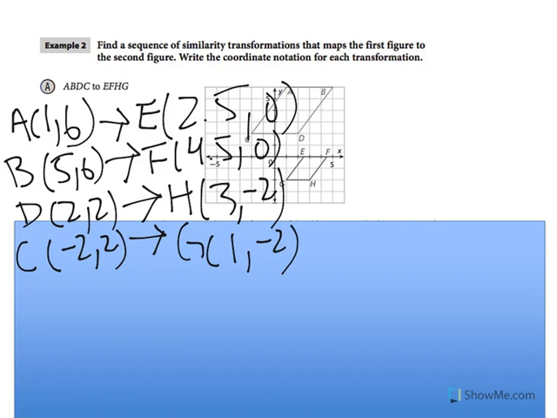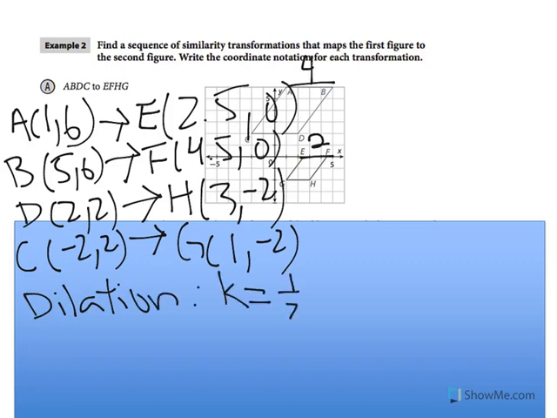So here we have to do several transformations. If we look at going from A to B, the distance is 4, and from E to F, the distance is 2. So that means that we have a dilation, and the scale factor is 1/2.